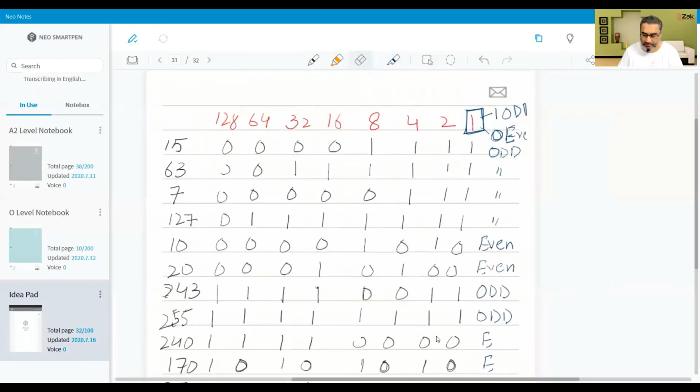All right. So these were a few things that I wanted to tell you before we go any further with the conversions in hexadecimal.